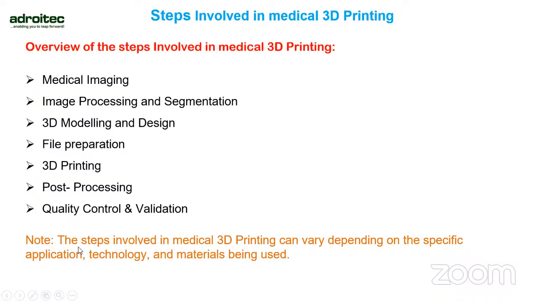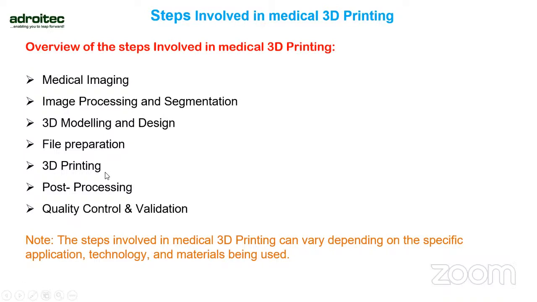After that, we will do 3D modeling and design. Once the segmentation is done, the digital model is transferred to CAD software like SolidWorks or CATIA. There we will do the final touch of modification, adjustment, and optimization of the model. After that, we will do file preparation. Once the 3D printing file, that is the .stl file, is prepared, it is sent to 3D printing.